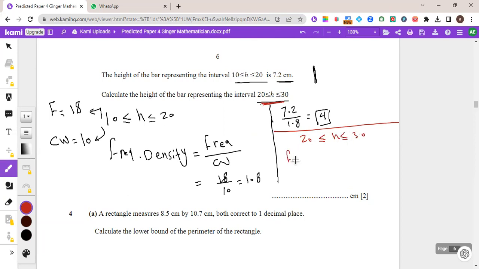So the frequency density equals, what is the frequency? 62. How can I know, mister? From the table up. Divided by the class width. 30 minus 20, 10. So it is 6.2. Now you know that the frequency density is 6.2. Multiplied by the scale factor. So 6.2 times 4, which is 24.8. So the height is 24.8 centimeter. Is that hard? I wish you got it.